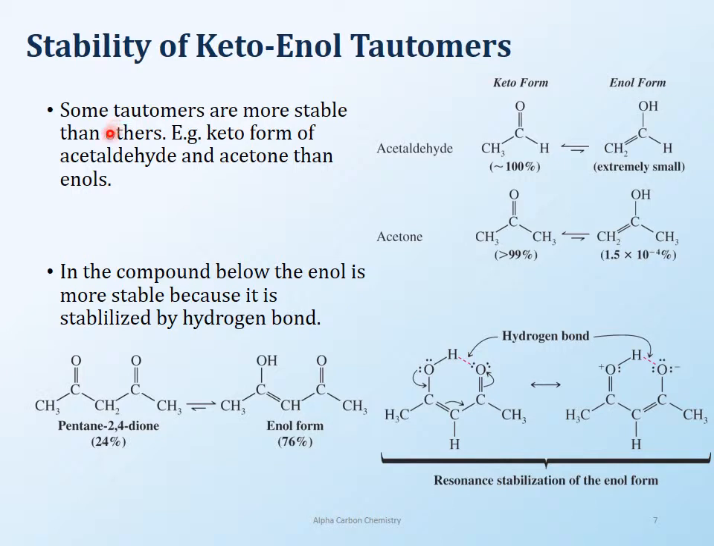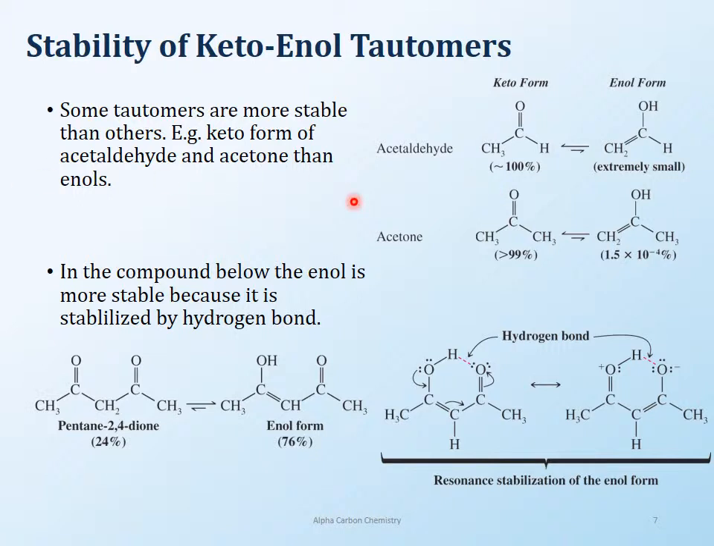A little bit about the stability of the keto-enol tautomers. Now, since they're tautomers, which means that you can isolate both of the forms, the keto and the enol form, it is very likely that one of the tautomers is more stable than the other. Sometimes it depends on the conditions, whether you have acidic or basic conditions, and sometimes even without acidic or basic conditions, you may actually have compounds that exist in the keto form or the enol form.